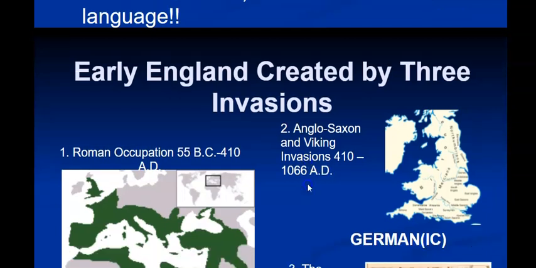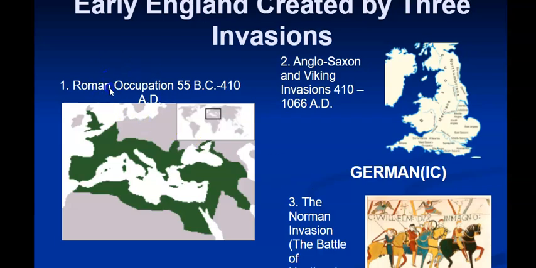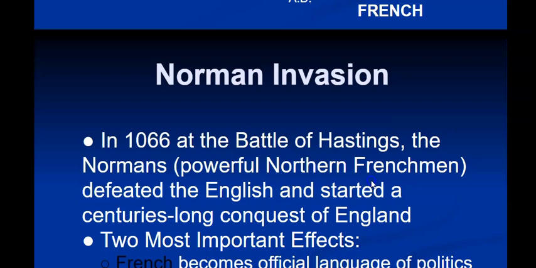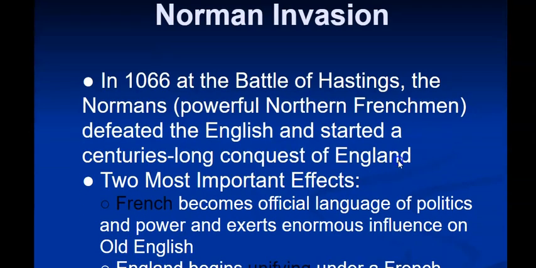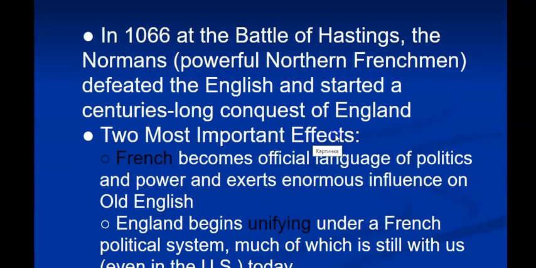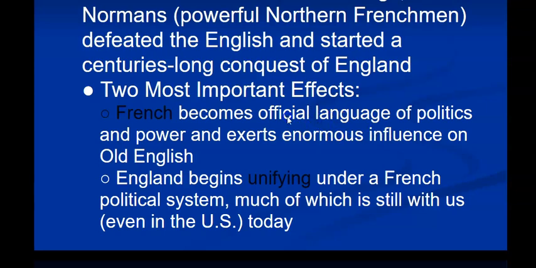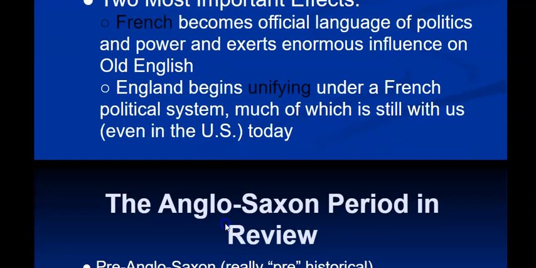So, early England was created by three invasions: the Roman occupation, the Anglo-Saxon and Viking invasions, and the last one, the Norman invasion. In 1066, at the Battle of Hastings, the Normans, powerful northern Frenchmen, defeated the English and started a centuries-long conquest of England. Two most important effects: French becomes the official language of politics and power and exerts enormous influence on Old English. England begins unifying under a French political system, much of which is still with us even in the USA today.